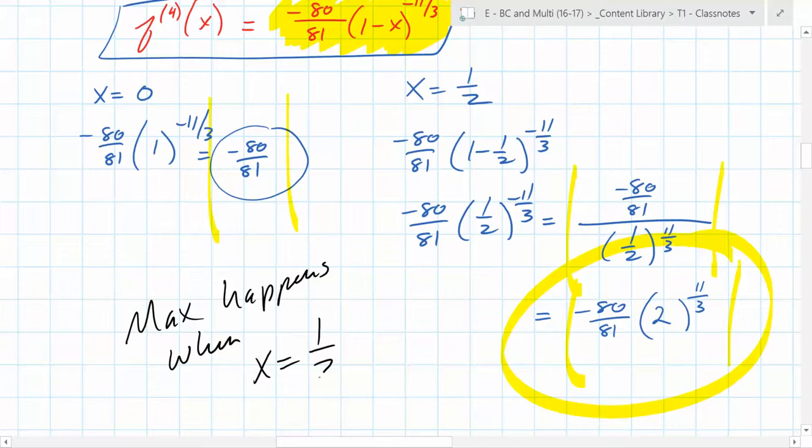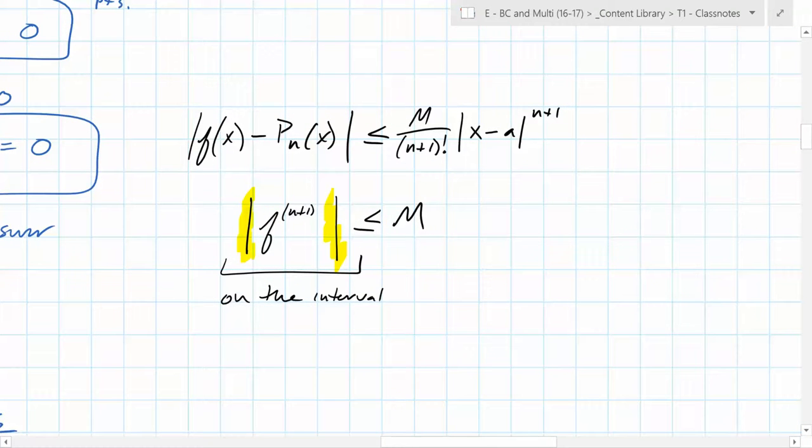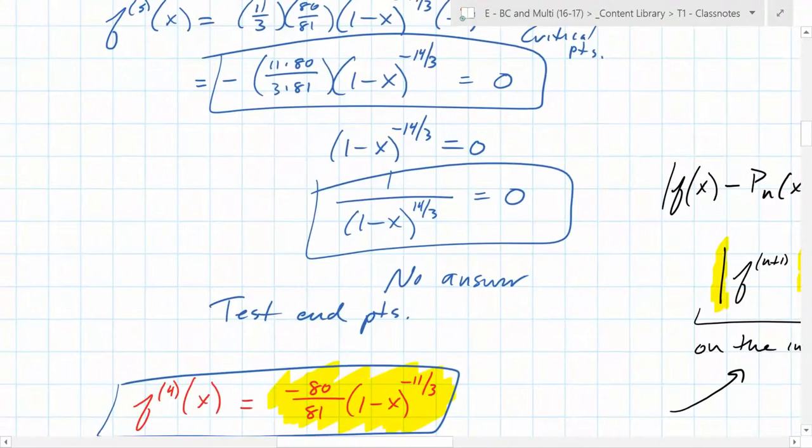When x equals 1/2, the max happens when x is equal to 1/2. So you go back and let's look at this statement here. It is on that interval. So what is the maximum value when you plug in 1/2 of the nth plus 1 derivative? What was the nth plus 1 derivative?